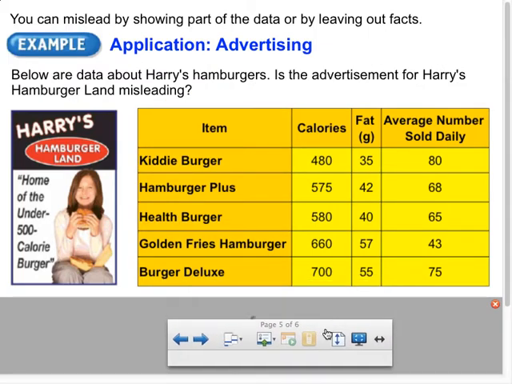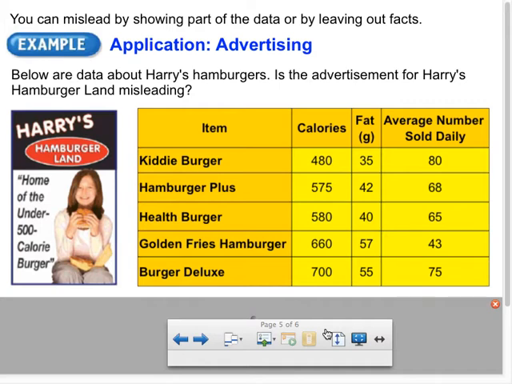Take a look at this advertisement. You can mislead by showing part of the data or leaving out facts. Okay? Below are data about Harry's Hamburgers. Is the advertisement for Harry's Hamburger Land misleading? Yes. Look at it. It says Harry's Hamburger Land, home of the under 500 calorie burger. Is that misleading?